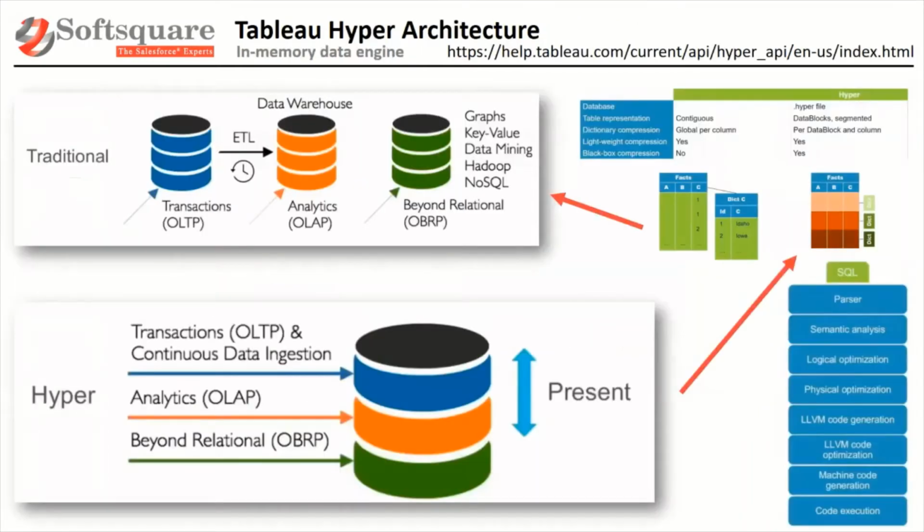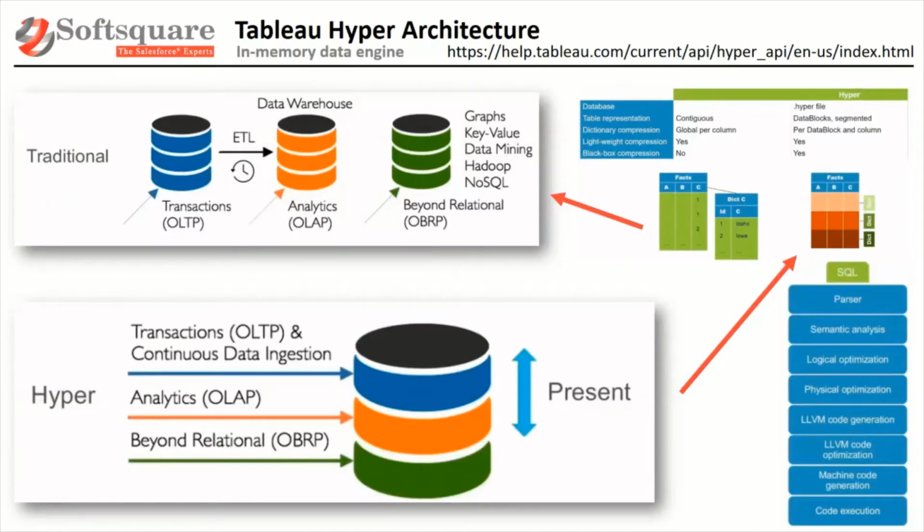This is the kind of Hyper architecture. So now we're going to drill into what is the Hyper architecture. So a traditional database at the top, you can see has the ETL process, start with an OLTP, OLAP, going right into key value pair, data mining, Hadoop, graph databases. So that's kind of your trajectory for where the database is going, where the data warehouse industry is going.